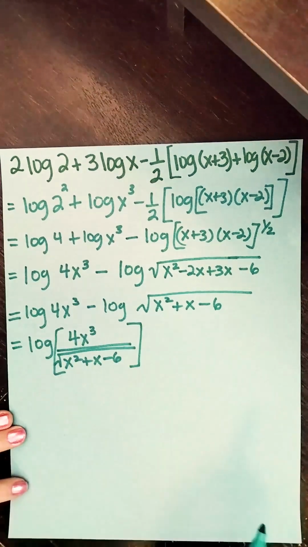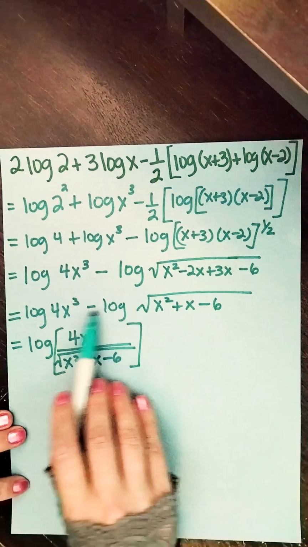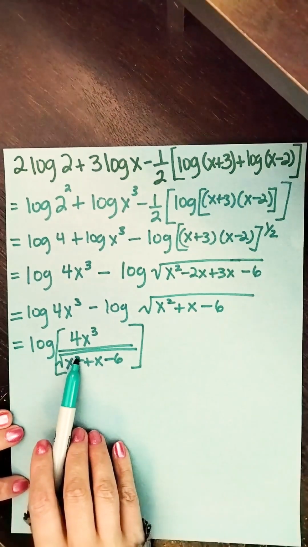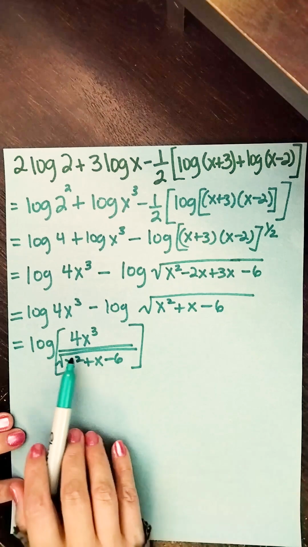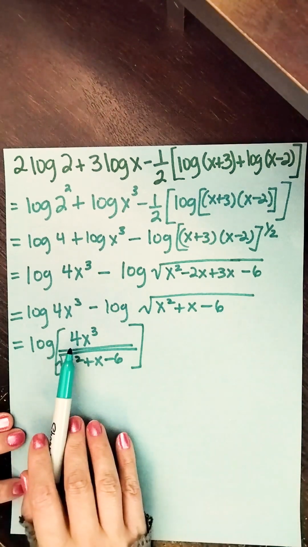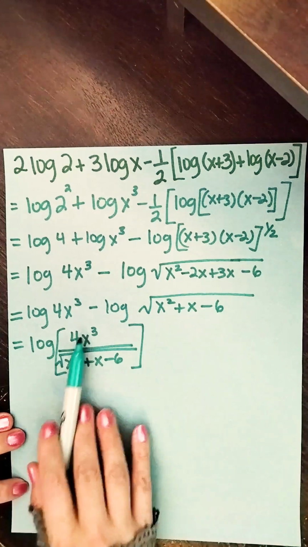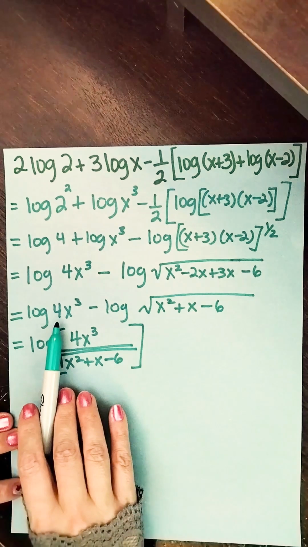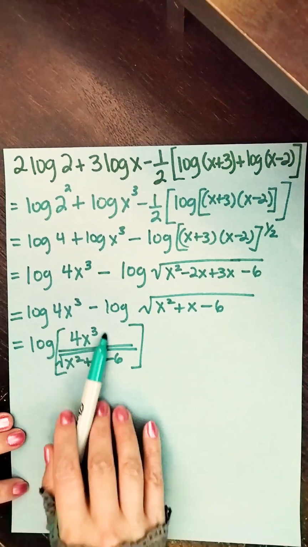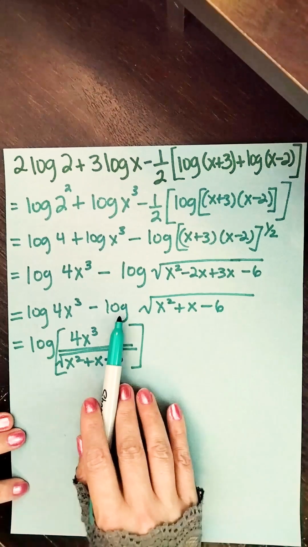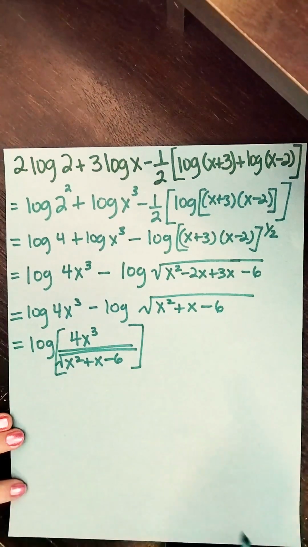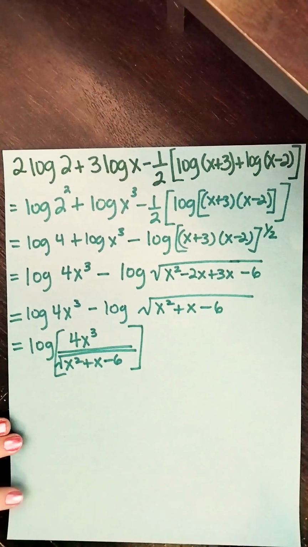And then last, I had the difference of two logs. So that led me to use the quotient property of logarithms, where I took the log of one of the arguments, which is now the numerator, and I divided by the argument of the other log, which becomes the denominator. And that's it.